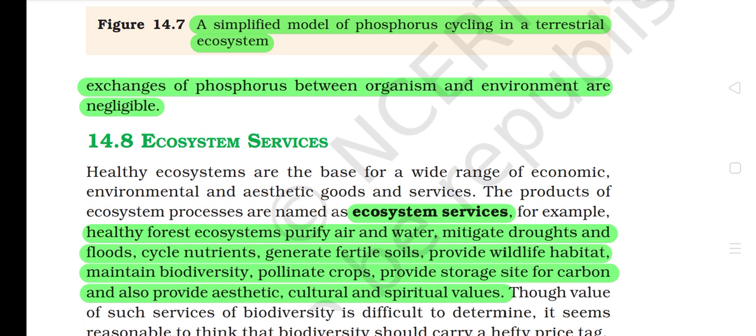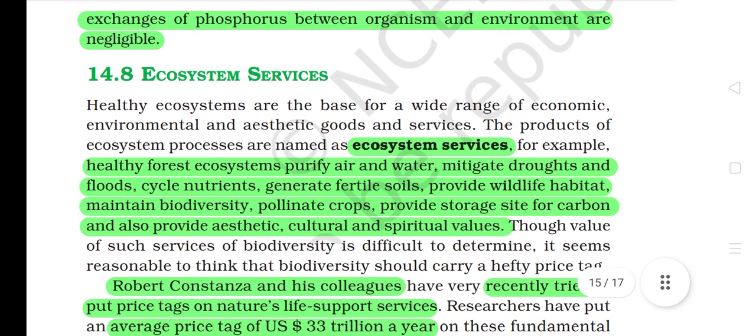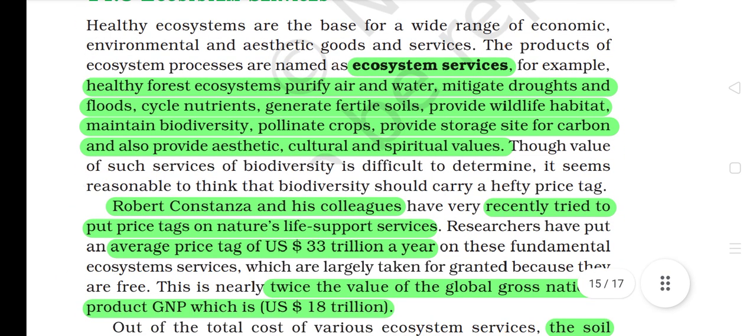14.8 Ecosystem Services. Healthy ecosystems are the base for a wide range of economic, environmental, and aesthetic goods and services. The products of ecosystem processes are named as ecosystem services. For example, healthy forest ecosystems purify air and water, mitigate droughts and floods, cycle nutrients, generate fertile soils, provide wildlife habitat, maintain biodiversity, pollinate crops, provide a storage site for carbon, and also provide aesthetic, cultural, and spiritual values.